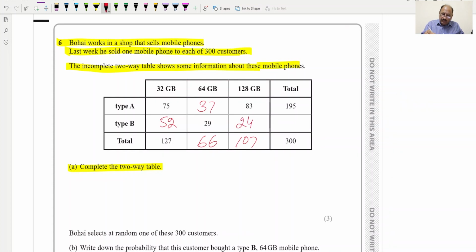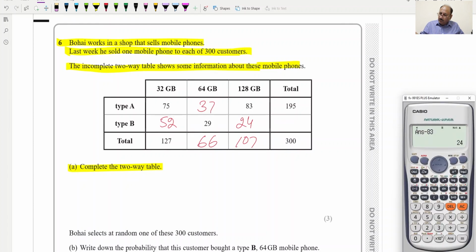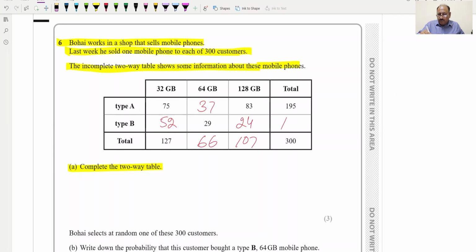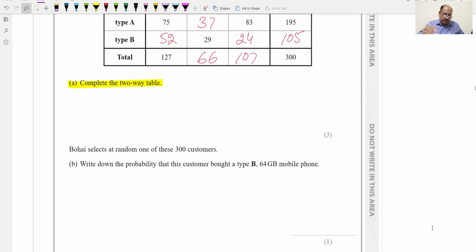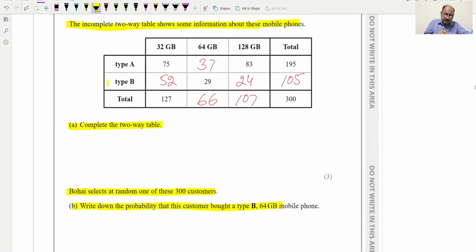And after that we can add these three. So it will be 24 plus 29 plus 52 is equal to 105. So we can write 105. So the two-way table is now done. Next, we can go ahead with this. Select at random one of these 300 customers. Write down the probability that this customer bought a type B. Type B will be this one.